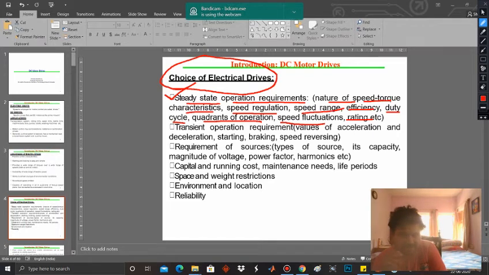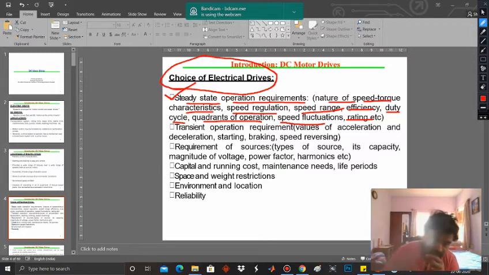The fluctuations have to be lesser, and maybe there is a load torque profile in such a way that you require speed fluctuation. That means change in speed is very rapid. And the last but not the least is the rating. So it depends on what maximum load torque the machine, or the drive, is being subjected to. So keeping some factor of safety, you have to choose the motor power rating accordingly.